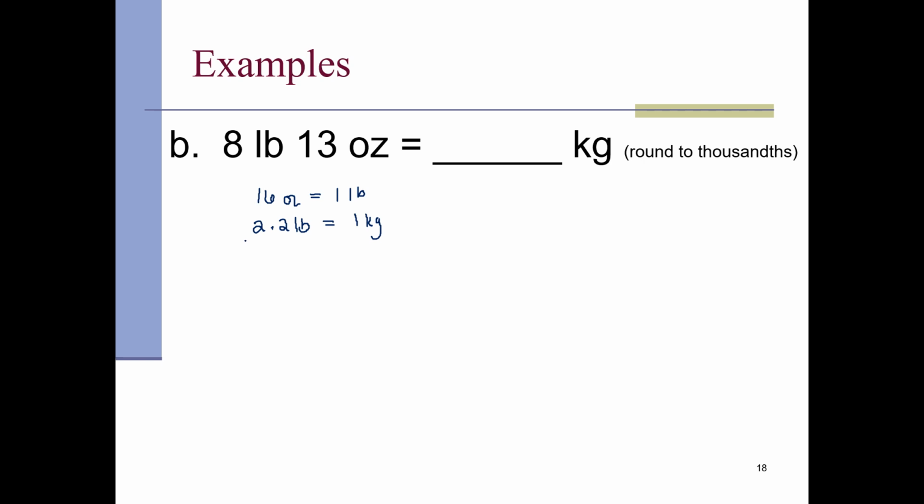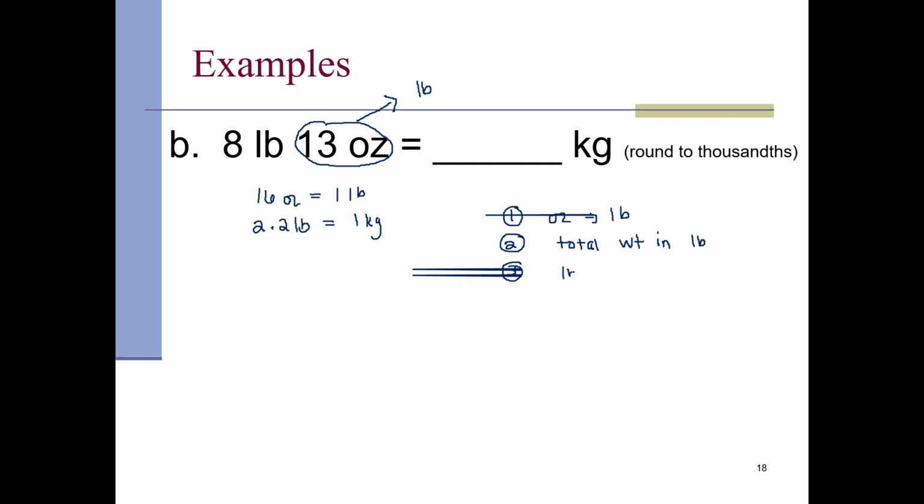So as far as a strategy, I am going to take the ounces portion of the baby's weight and convert that to pounds. So step 1 is going to be ounces to pounds. My second step, I'm going to add the pounds and get a total weight in pounds for the infant. And then my third and final step is going to be to take those pounds to kilograms. So let's give it a try.